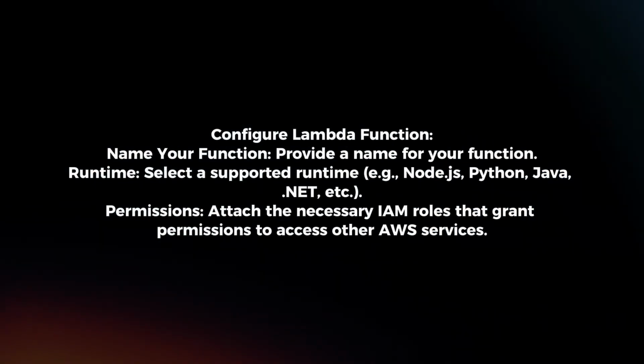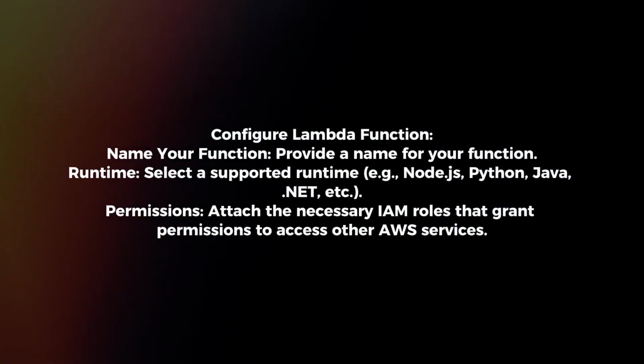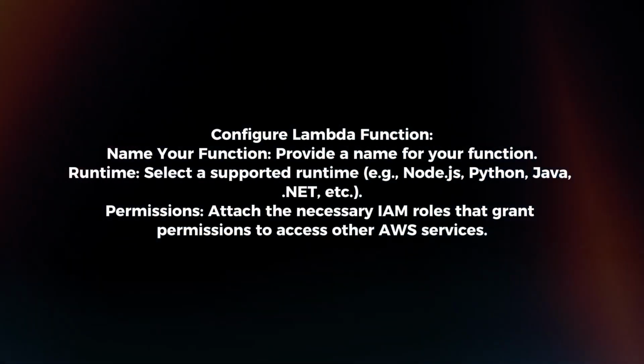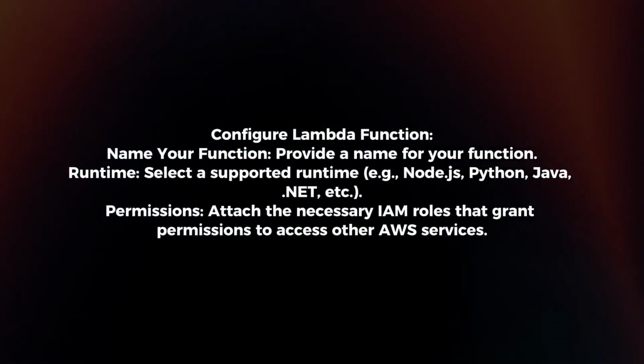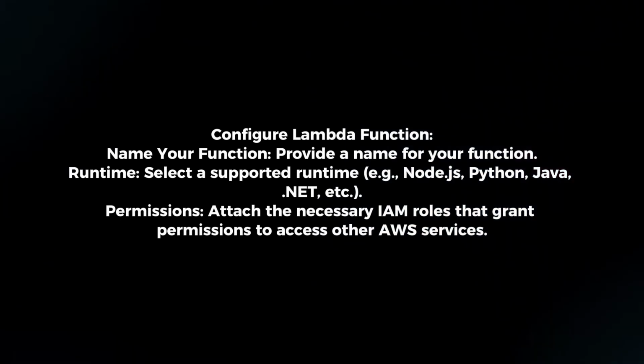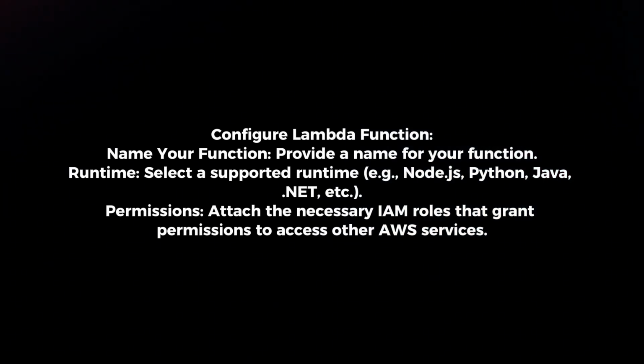Configure Lambda function. Name your function. Provide a name for your function. Runtime. Select a supported runtime. Permissions. Attach the necessary IAM roles that grant permissions to access other AWS services.